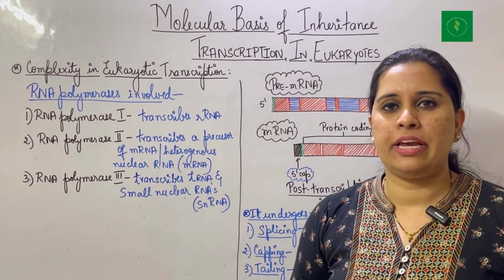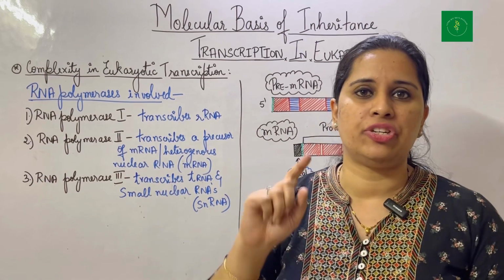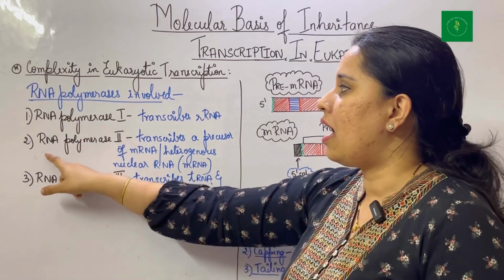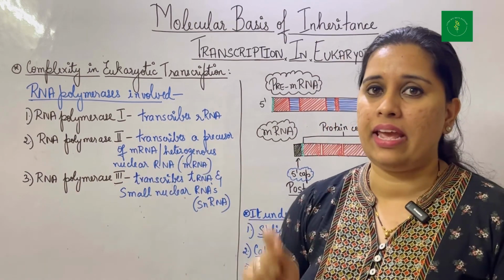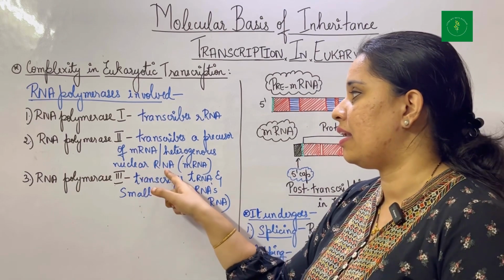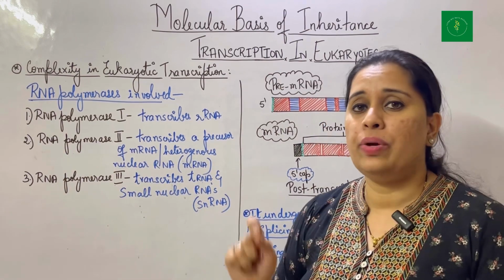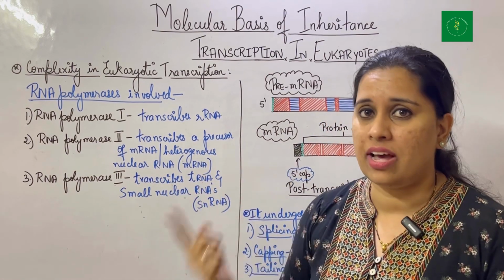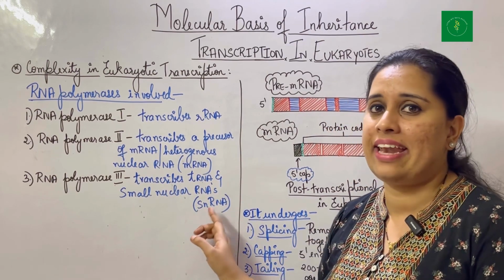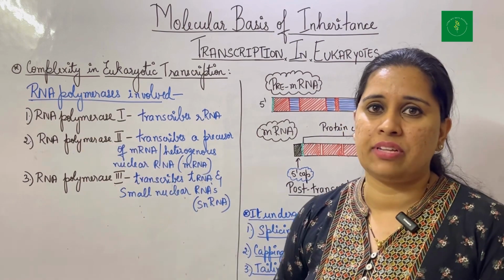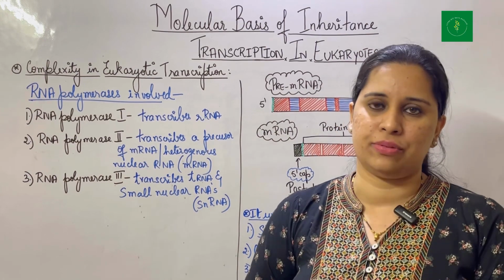The major enzymes involved are RNA polymerase 1, which transcribes the rRNA; RNA polymerase 2, which transcribes a precursor of mRNA, or heterogeneous nuclear RNA, which is also called mRNA; and RNA polymerase 3, which transcribes the tRNA, that is transfer RNA, and small nuclear RNAs, which are also called snRNA. These three enzymes are very important in eukaryotic transcription.